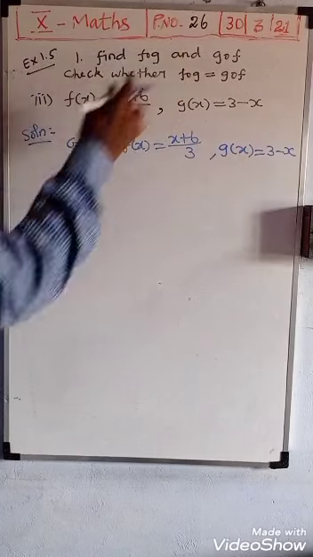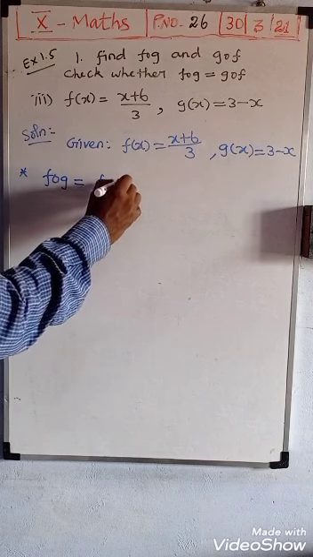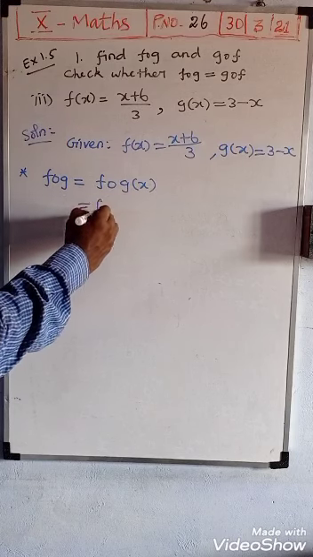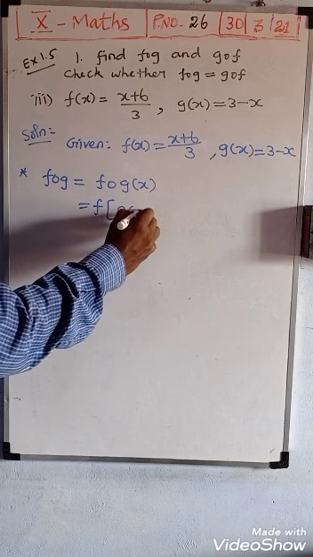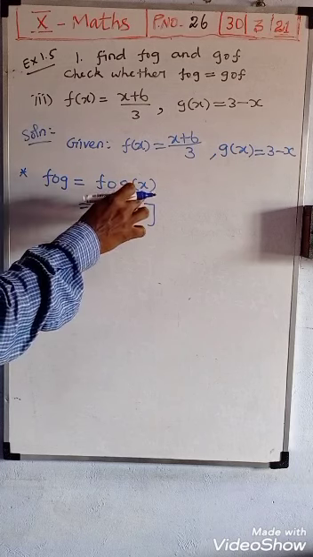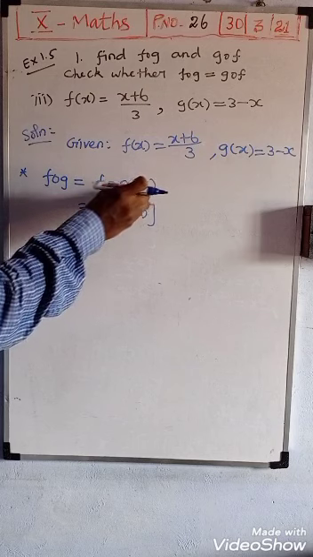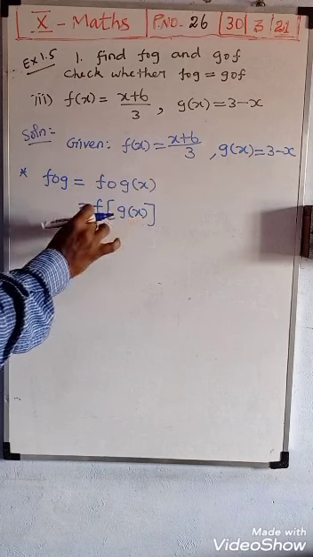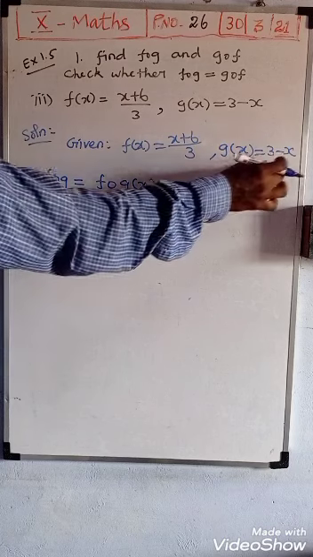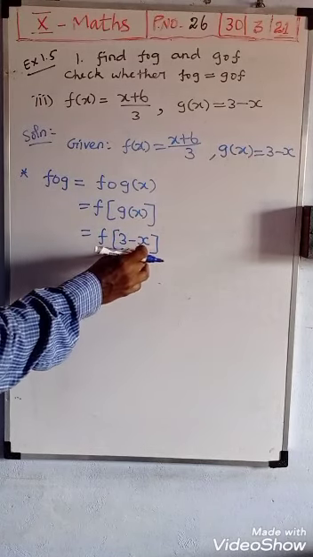First we want to find f composition g. So f composition g of x. Now removing the composition symbol, by definition we can write it in the form of f of g of x. Then this composition we can remove and write f of g of x. Now this is f of, instead of g of x, what is there? 3 minus x. Instead of g of x you should write 3 minus x.